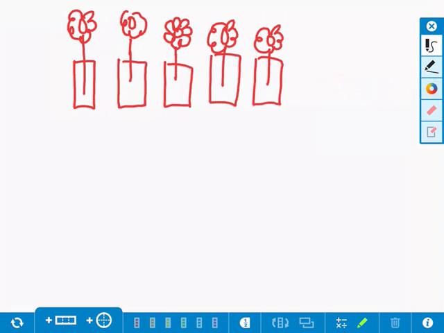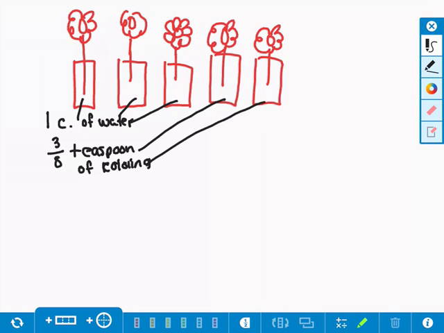Okay, and we know that in each vase, it needs 1 cup of water and 3/8 teaspoon of coloring in each one. So that would go here, here, here, here, and here. So in all 5 of them, that's what they need. So this would get 1 cup, 1 cup, 1 cup, 1 cup, 1 cup, 3/8, 3/8, 3/8 teaspoons, 3/8 of a teaspoon, and 3/8 of a teaspoon.